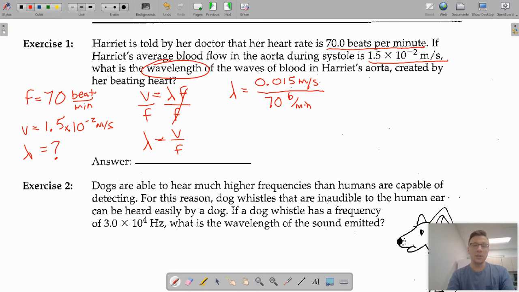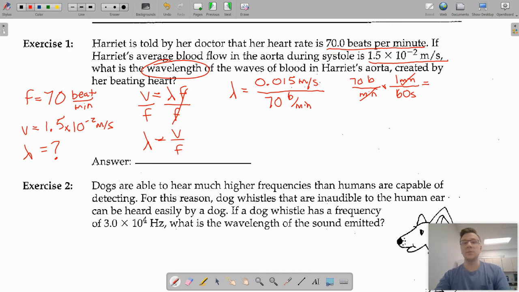But now we're looking at this and we're saying, oh, wait a minute, that doesn't match up, right? We've got meters per second and we've got beats per minute. So ultimately what we need to do here is convert 70 beats per minute to beats per second. And that will help us out here. So let's go ahead and do that. So 70 beats per minute. And then I know that in 1 minute, there are 60 seconds, right? So we'll do this, and these minutes are going to cancel out.